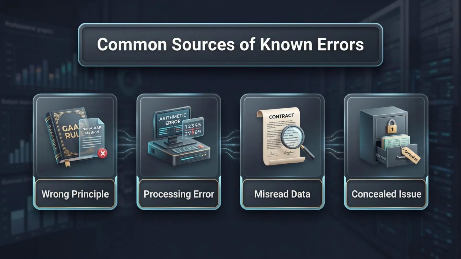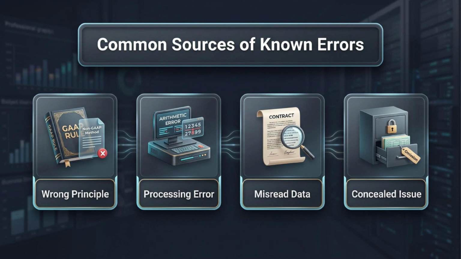Known errors commonly arise from several sources. A wrong principle may be applied, such as using a method that does not conform to US GAAP. A processing error may occur, such as a duplicate entry, transposition mistake, or wrong account code.